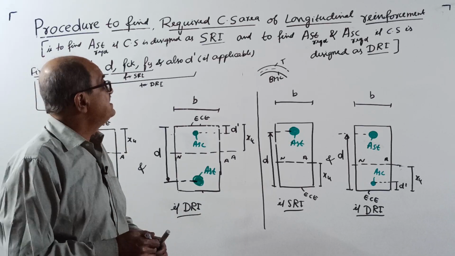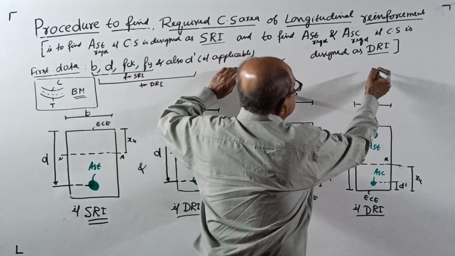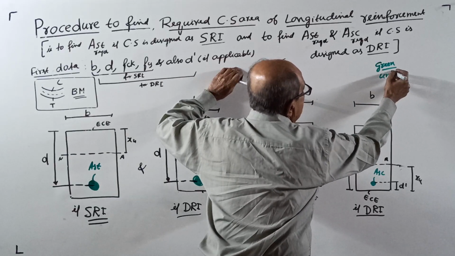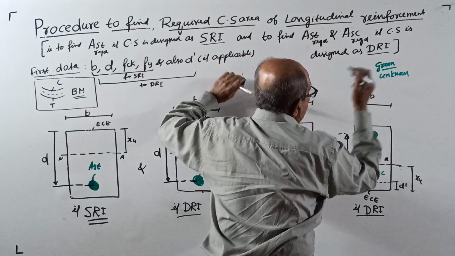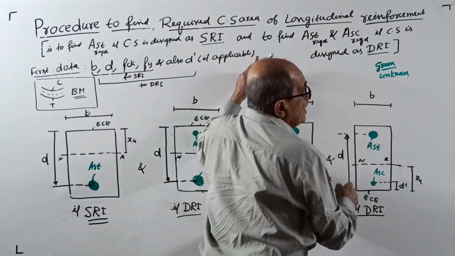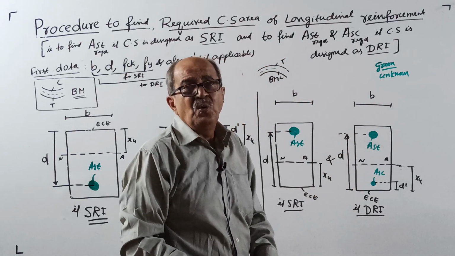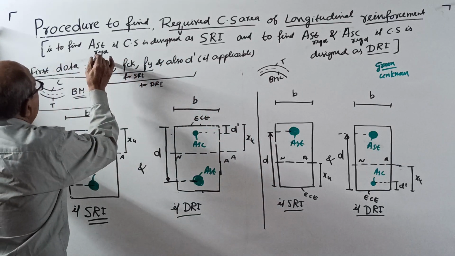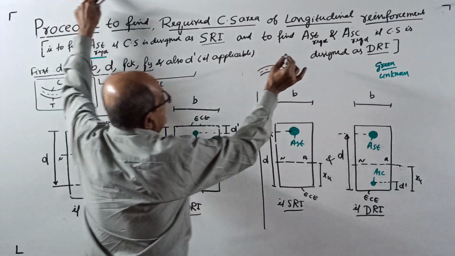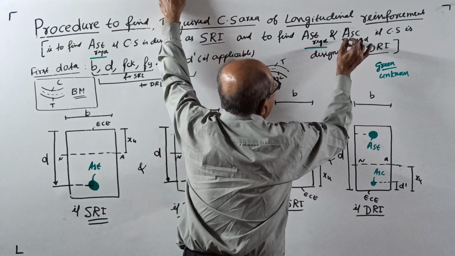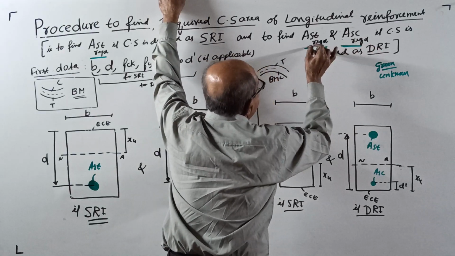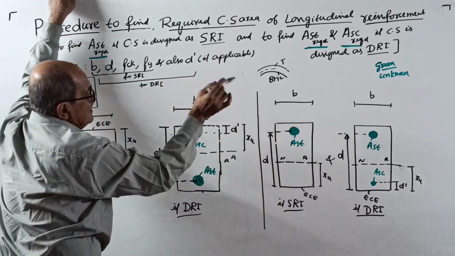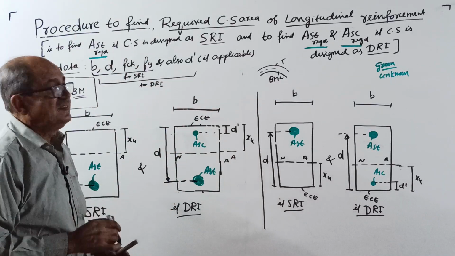To understand correctly, I will use green color for unknown, that is what you are finding in our class. Most important, AST required and ASC required are green color throughout my course. To understand correctly, I will maintain green color. Now start.